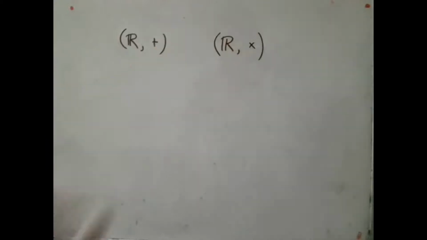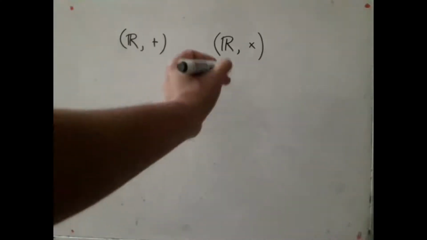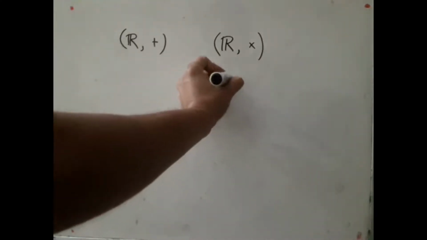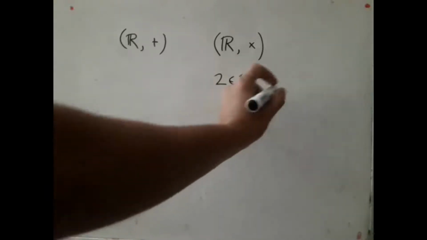Is this a group? Well, first of all, this must be a binary operation, and it is a binary operation. If you take two real numbers, the product is again a real number. But unfortunately, this does not always have inverse. That is, not all elements of R have inverse with respect to this operation. If I take the number 2 in R, we know that its inverse is half.